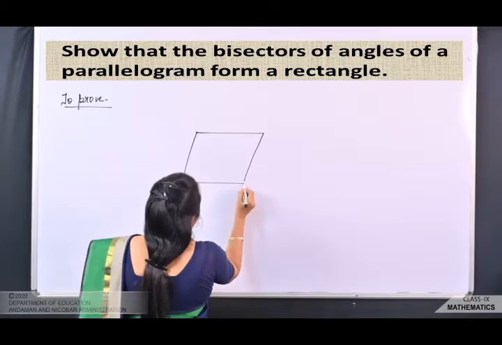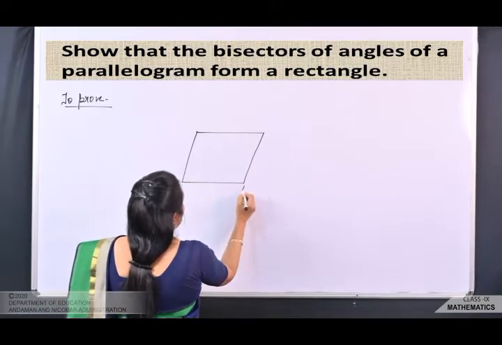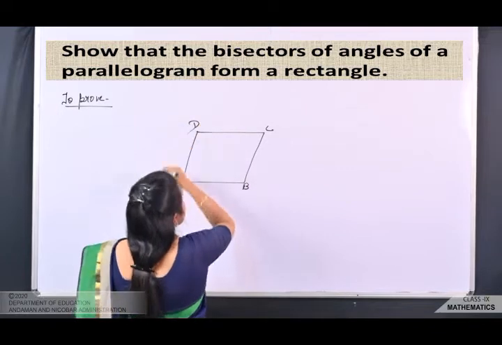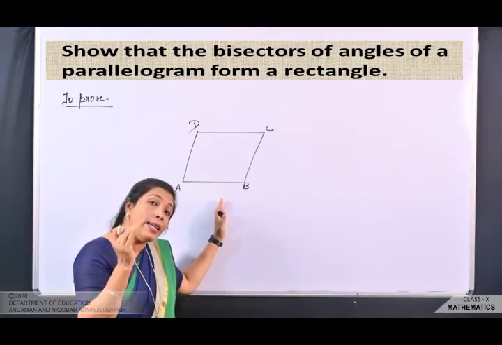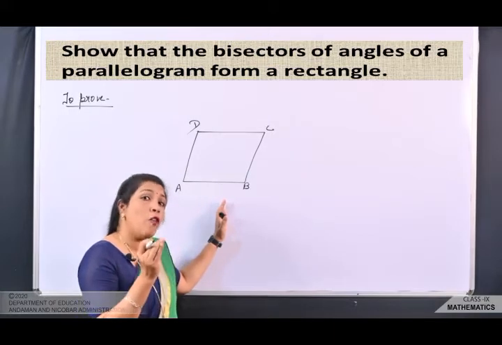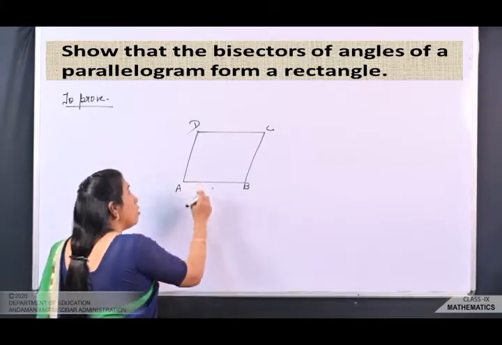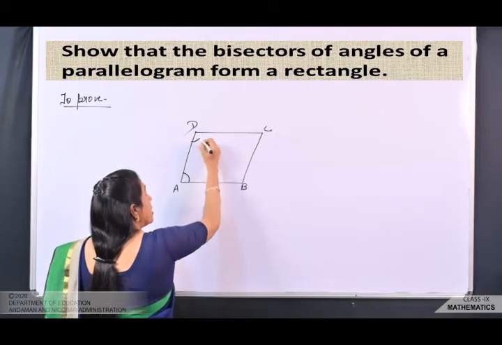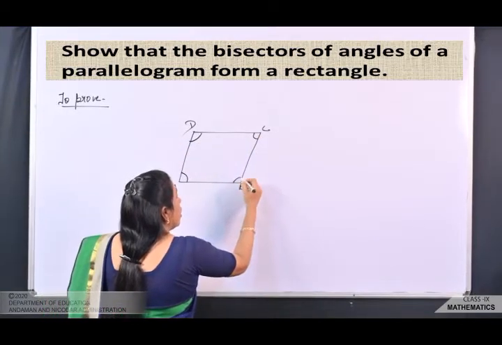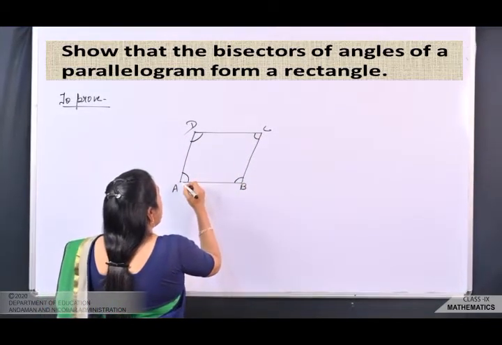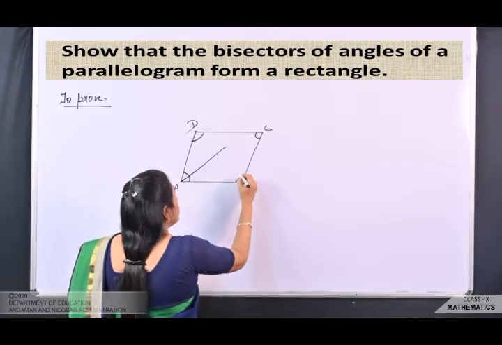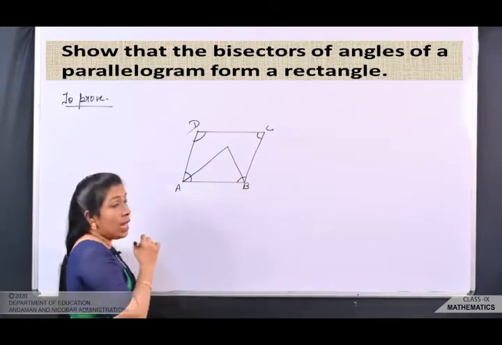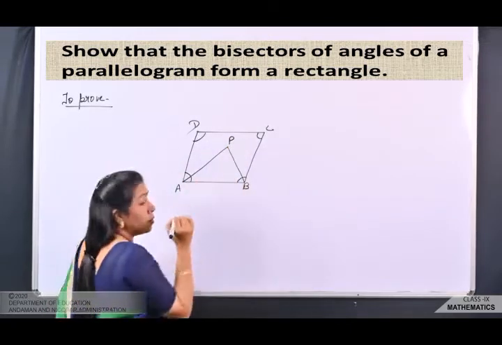This is a parallelogram. Let's name it A, B, C and D. The question says to show that the bisectors of the angles of a parallelogram... So all the four angles are being bisected, right? Suppose the angle bisector of A goes this way and of B goes this way. They'll meet somewhere or the other. Let this be P.